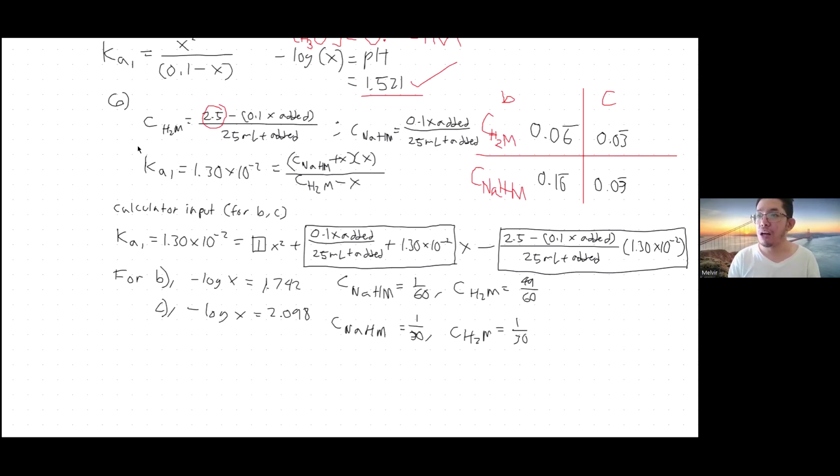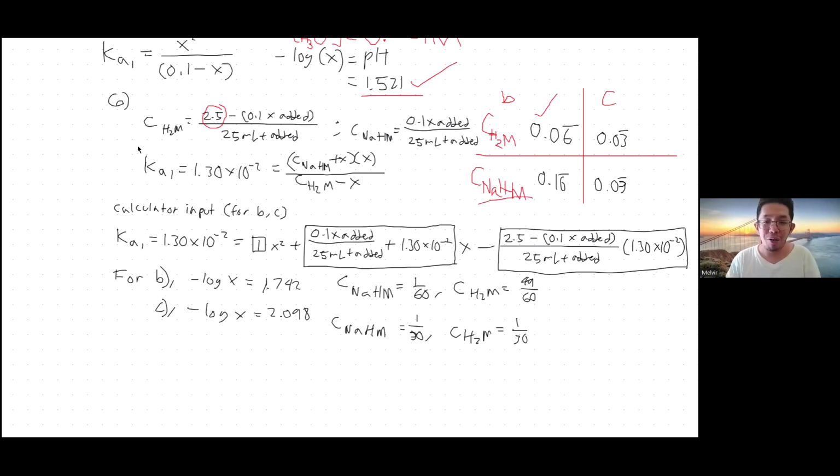Okay, so mukhang double check natin. Tama na yata ba? I think. Hopefully. We'll see. So, for letter B, the 5 ml, sa CH2M mo should be 0.06666. This is correct. Ayan, nakuha mo rin CH2M. Correct. Ito, yung CNHM, paki-check yan, Josh.